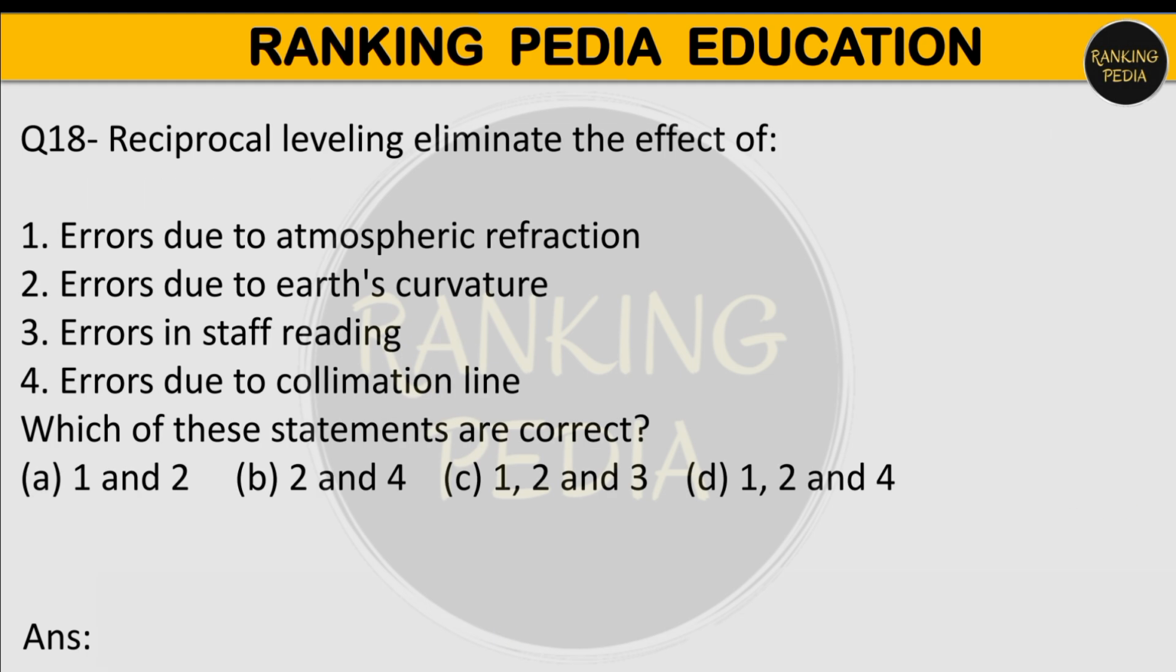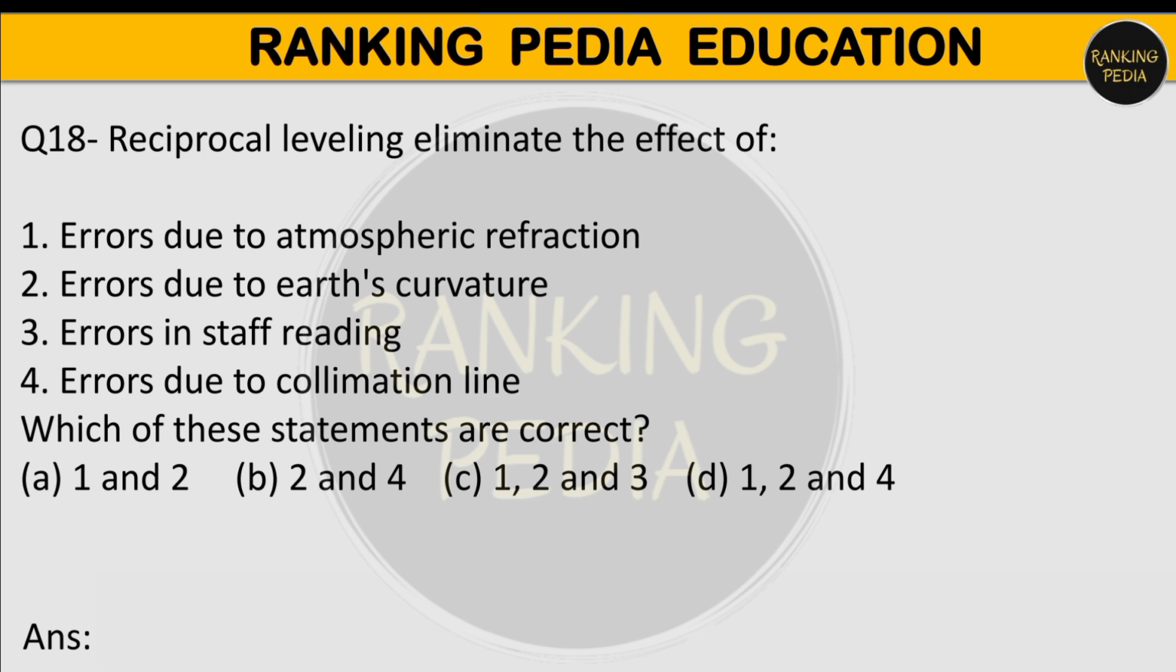Next question is, reciprocal leveling eliminates the effect of. So 1, 2, 3, 4 points are there, and the question is, which of these statements are correct? So you have to answer this. Reciprocal leveling eliminates the effect of: first point is errors due to atmospheric refraction; second, errors due to Earth's curvature; third point is error in staff reading; and fourth point is error due to collimation line. So which of these statements are correct?